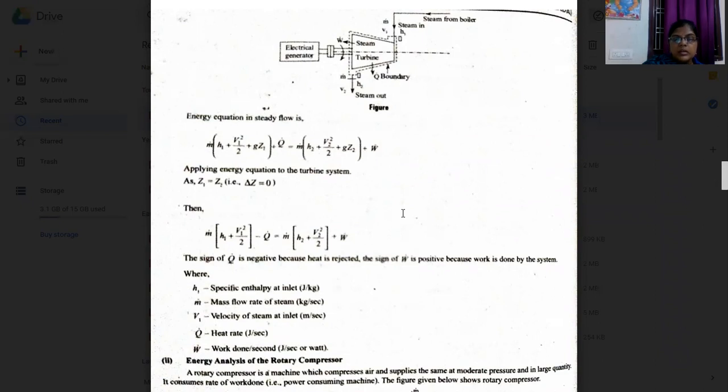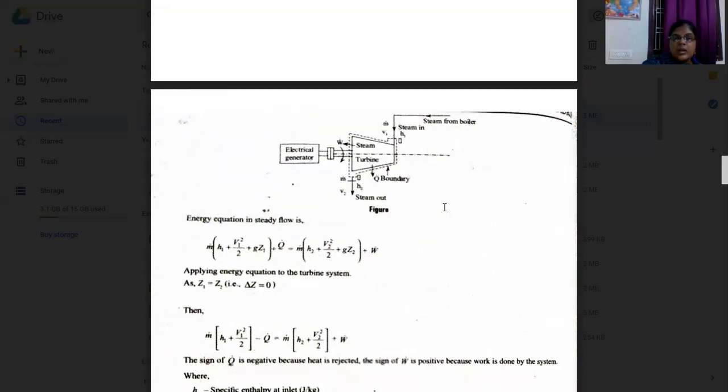What we get here: there is no elevation change, so there is no potential energy. z1 is equal to z2, so delta z is equal to 0. So finally the equation we have is m dot into (h1 plus V1 square by 2) minus Q is equal to m dot into (h2 plus V2 square by 2) plus W. Why? Because the sign of Q is negative, because heat is rejected. The sign of work W is positive, because work is done by the system.